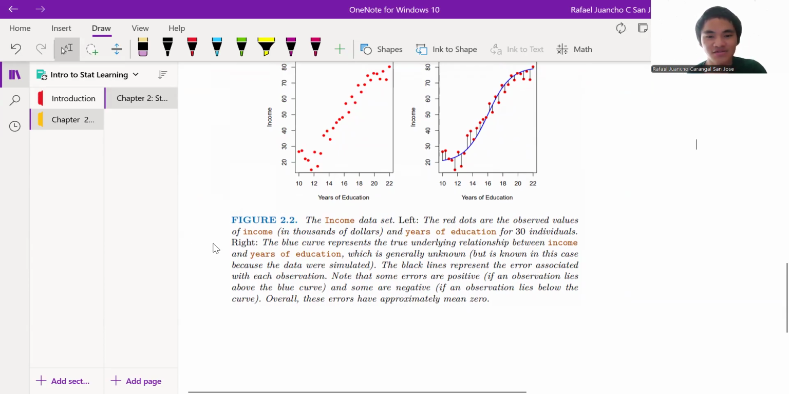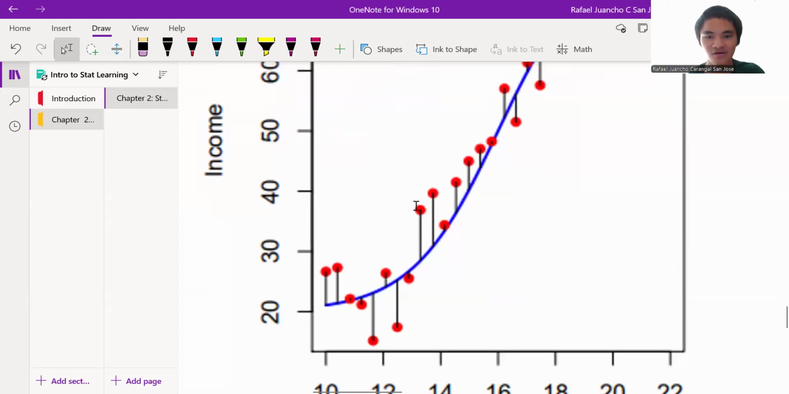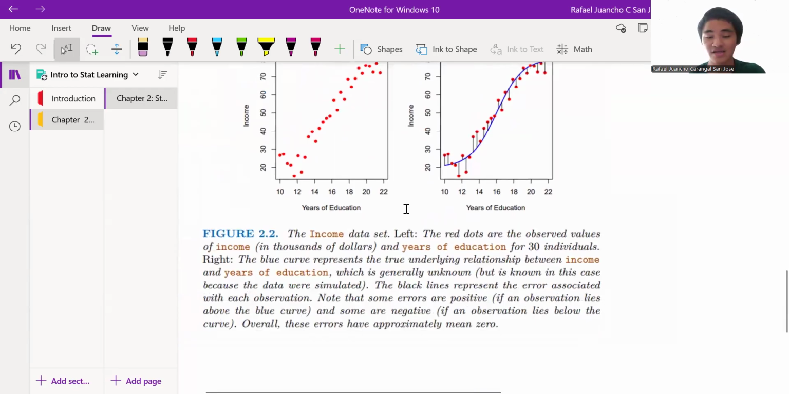Okay. And then this right graph shows this blue curve, which represents some relationship between the income and the years of education, which is generally unknown, but it's known in this case because the data were simulated. And so the black lines represent the error associated with each observation. When we say error, we see how far the actual value is from the fitted curve, right? That's what that's basically telling us.